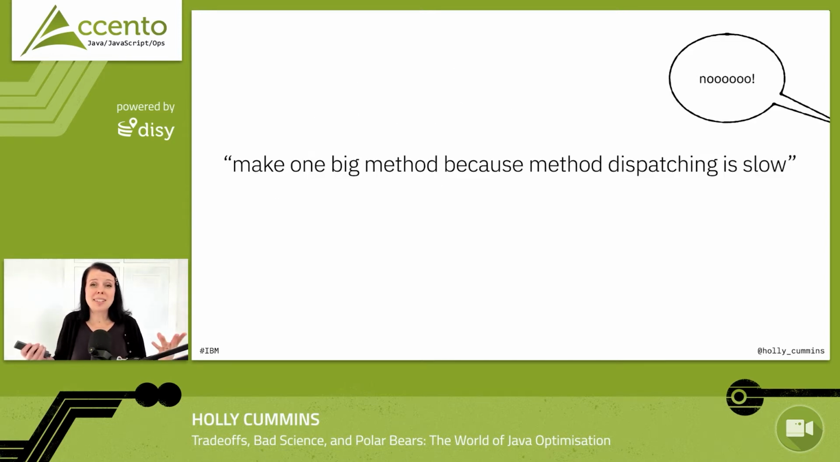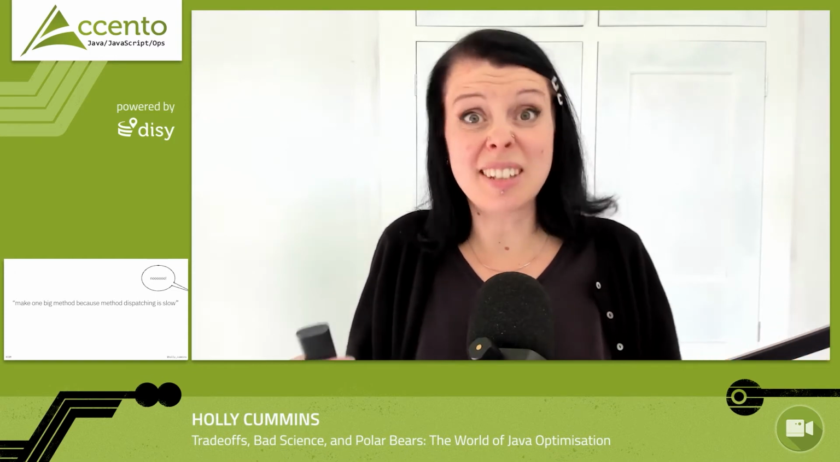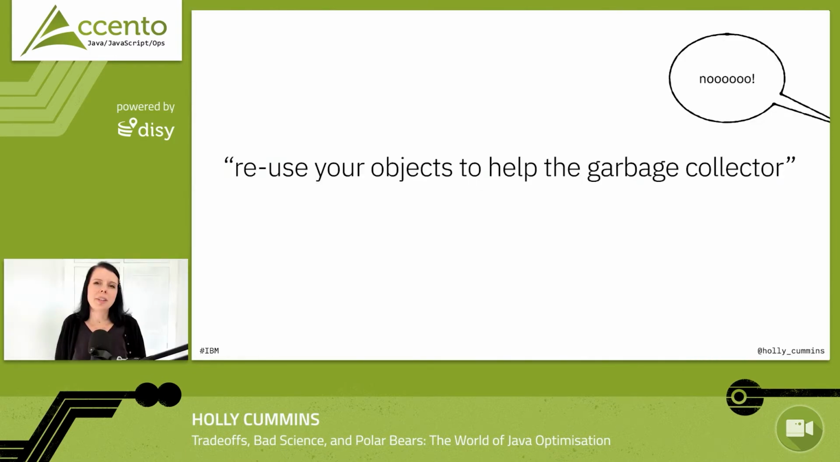So people used to say, and you can still find it because the internet remembers it, to make your Java go faster, make one big method, because method dispatching is really slow. This was true in Java 1. It hasn't been true for years and years and years. And making your methods modular improves the readability, improves maintainability, and it actually makes it go faster because the JIT can do its job.